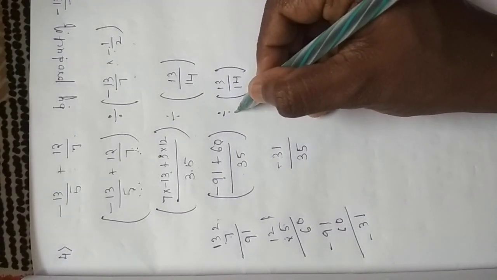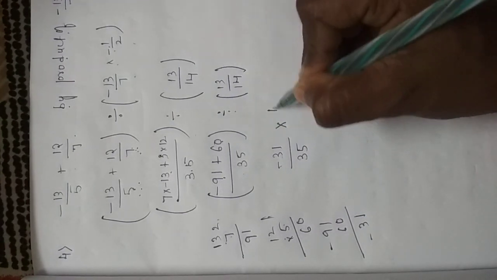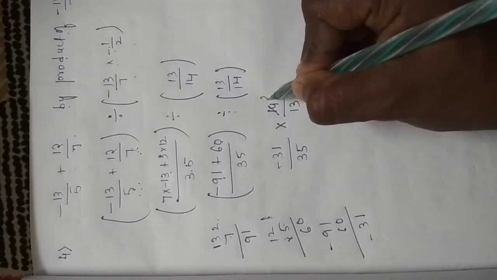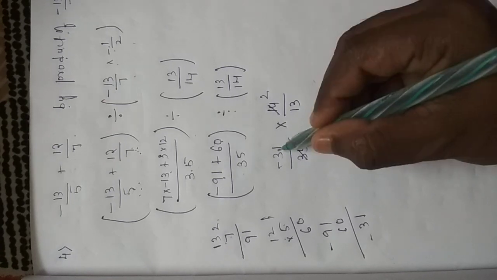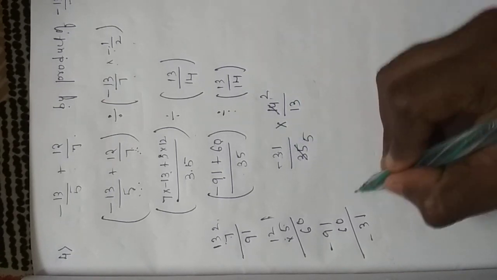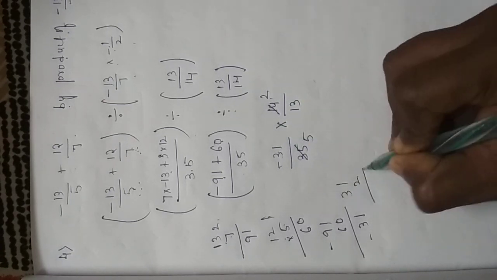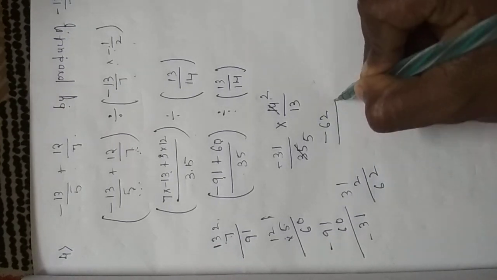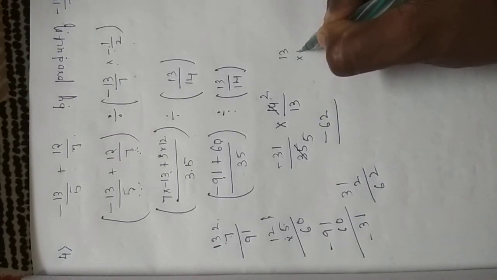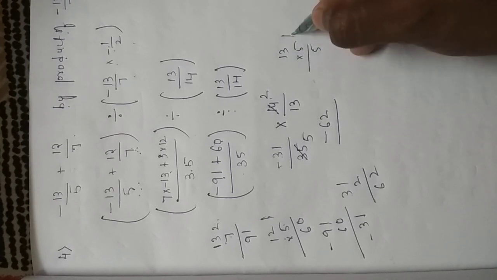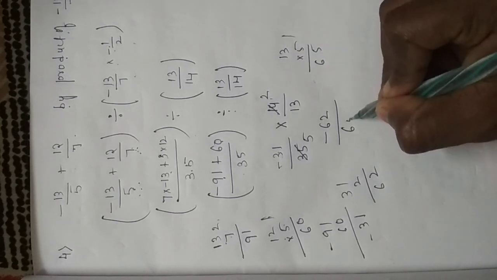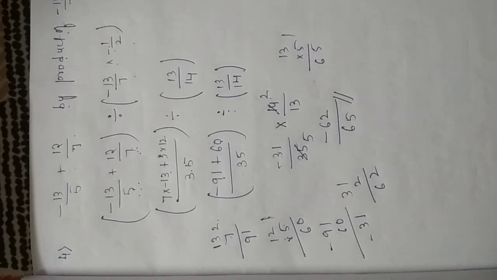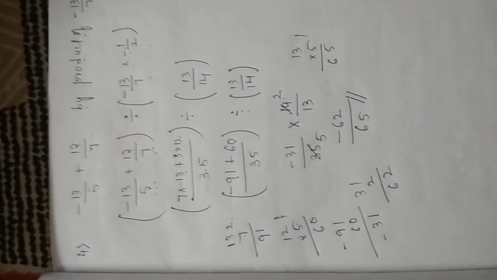If we remove this division, it will be multiplication. 14/13, 7 twos, 7 fives. So -31 twos are how much? 62. -62/(13 fives, 65). So our answer is what? Minus 62/65.